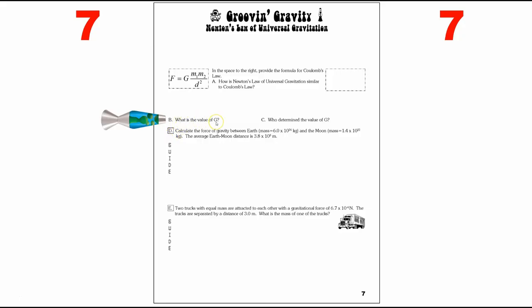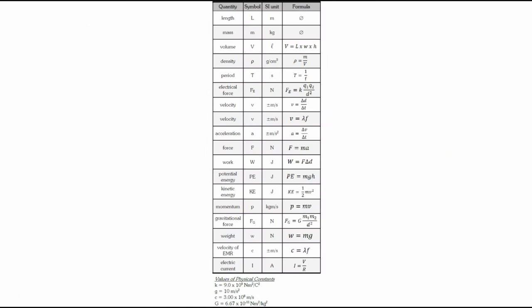What is the value of G? The quantitative value of G. This is not a value you'll have to memorize. It'll be provided for you on your reference sheet. Also found on page 0 in the study guides, right at the very bottom. G is 6.67 times 10 to the negative 11th Newton meter squared per kilogram squared.